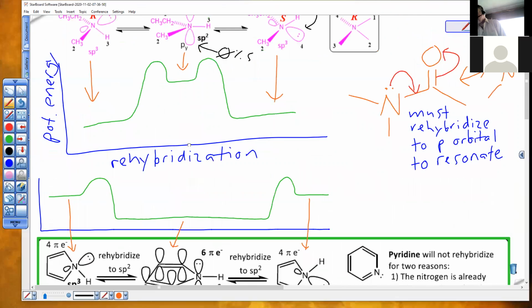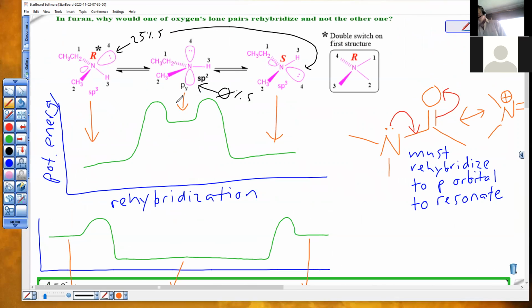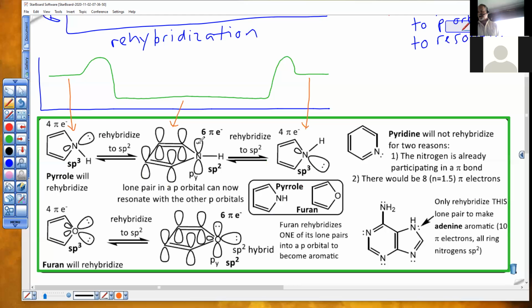And the process up here, we're going to spend very little time with the sp2 hybrid because we didn't get any special stabilization of that pair of electrons. In fact, they got destabilized by being further from the nucleus. These got stabilized by being able to resonate with all the other pi electrons.